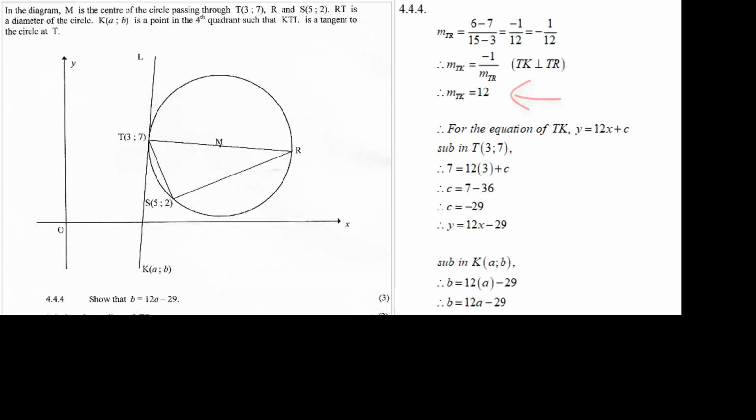Then the equation for TK is y equals 12x plus c. And when we substitute in the coordinates of T, then 7 equals 12 times 3 plus c, or c equals minus 29. So the equation of TK is y equals 12x minus 29. Substitute in the coordinates of K, a and b, and we show that b equals 12a minus 29.